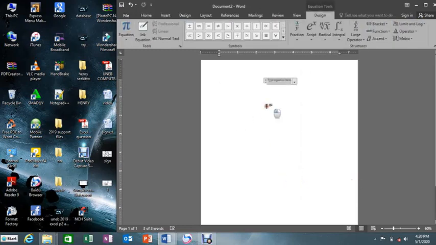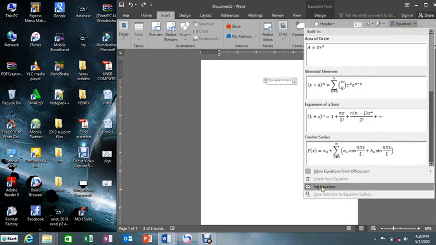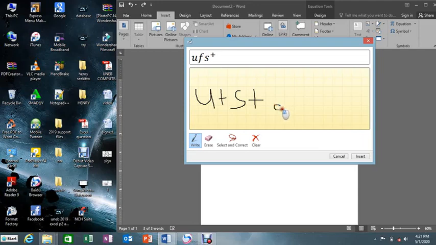You click on insert. Then, assuming that you wanted to type something into that equation, which is not already in the list, but you want to type it, what you do is come to insert, then come to equation, and say insert equation. That means you're going to be given somewhere to write your equation the way you want it. So I can say, for example, U plus S plus D equals 0.